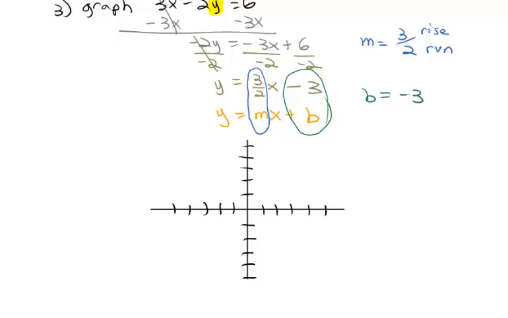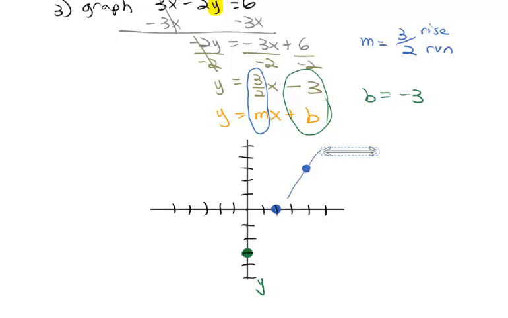Our first point, B, is at negative 3. Again, that's on the vertical y-axis at negative 3. And then from there, we're going to rise 3, run 2. Rise 1, 2, 3, run 2 sticks us right on the x-axis. You can rise 3 more and run 2 more for good measure.